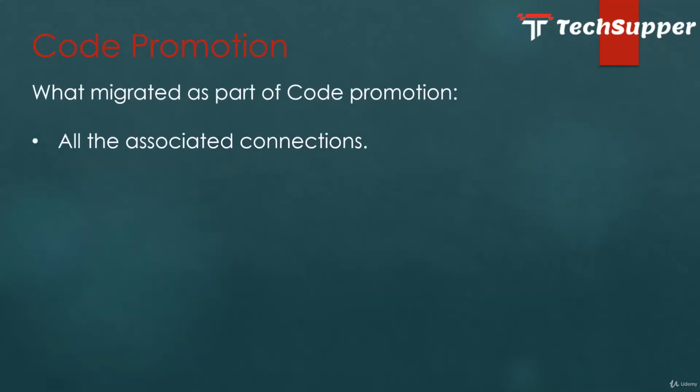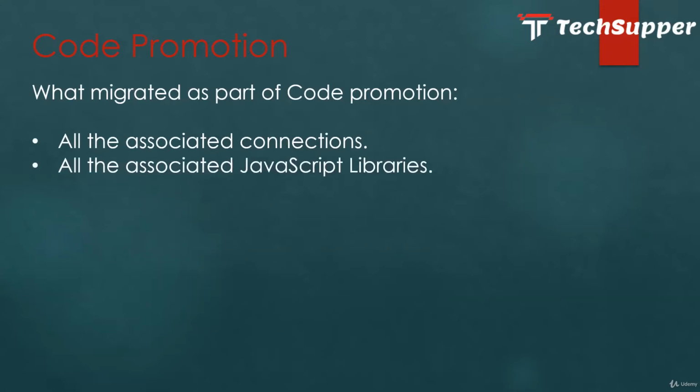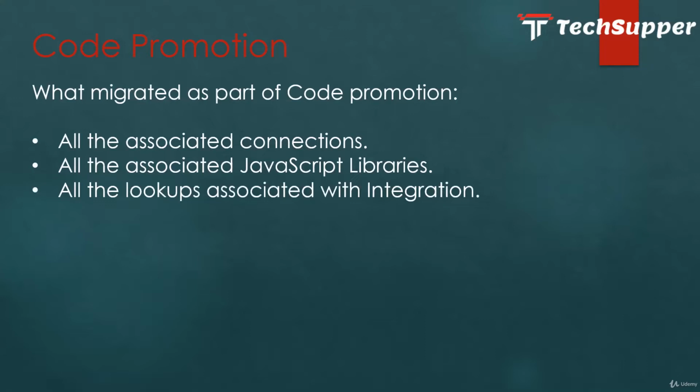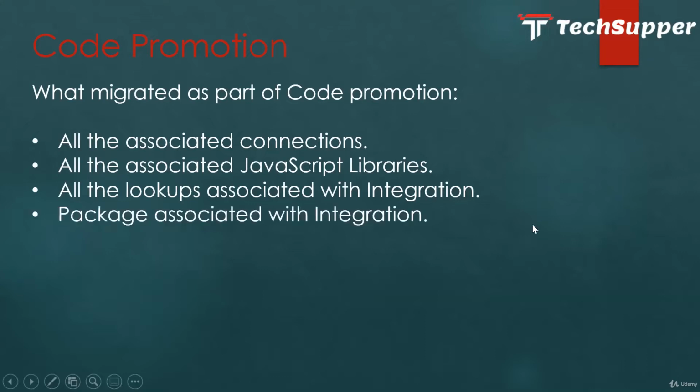So here I have listed the components which are migrated as part of the code promotion. All the associated connections: let's suppose in a single integration you are using two connections, then both connections will be migrated as part of this promotion. All the associated JavaScript libraries: let's suppose you have used JavaScript libraries in any integration, then the libraries will be promoted. All the lookups associated with the integration will also be migrated. If the integration is part of a package, then the package will also be migrated.